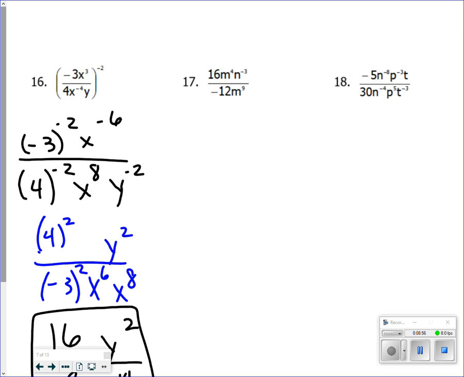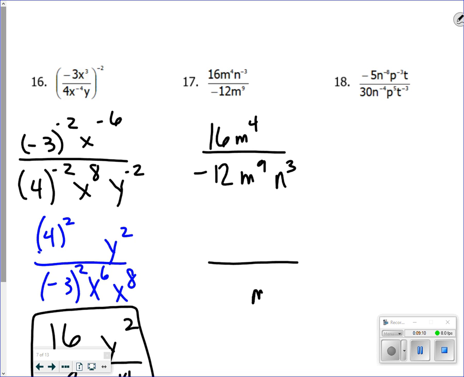Numbers, negative powers. So the 16 stays, m to the 4th stays, m to the 9th stays, even the negative 12 stays, but the n moves because it has a negative power. Numbers and exponents get treated differently.